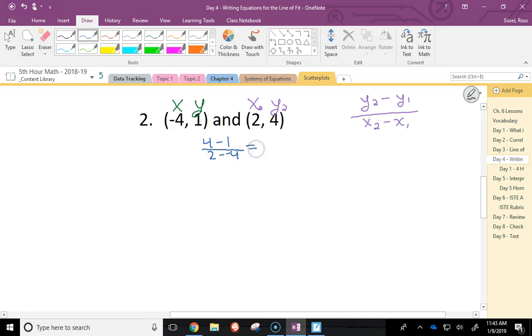So, if you can't hear what she said, on the bottom she was doing X2 minus X1. She did 2 minus negative 4. So it's like adding. Good. Okay, good job, Ty. So, 4 minus 1 is 3. 2 minus negative 4 is like 2 plus 4, which gives us 6. So we get 3/6. What do we have to do now? Avery. Okay, go simplify.